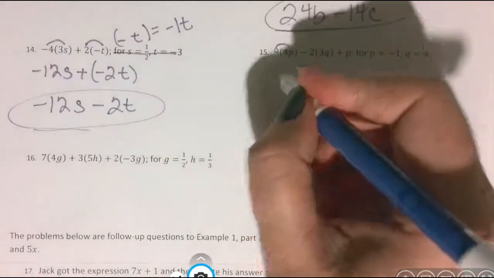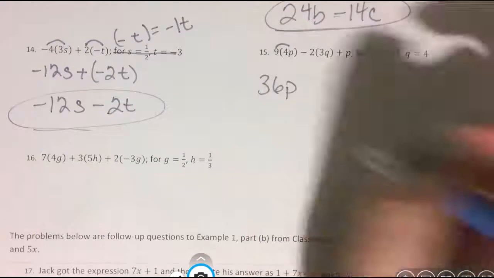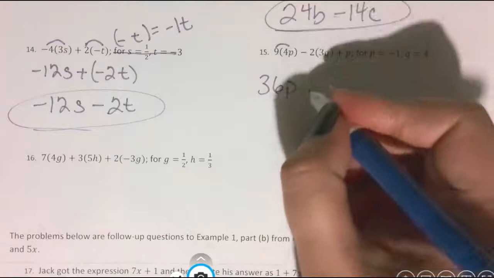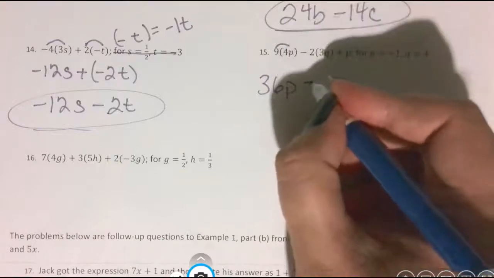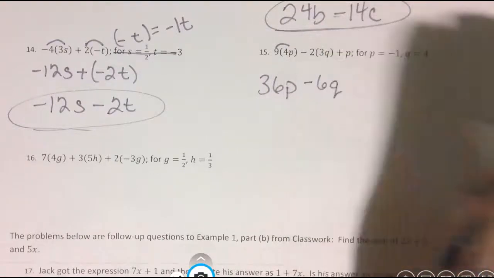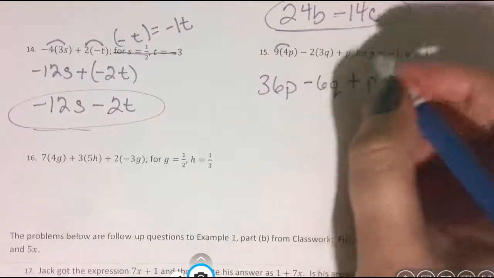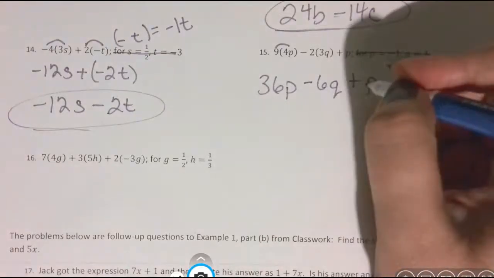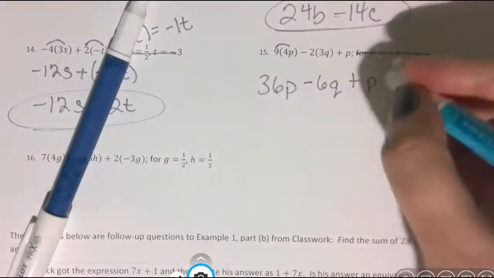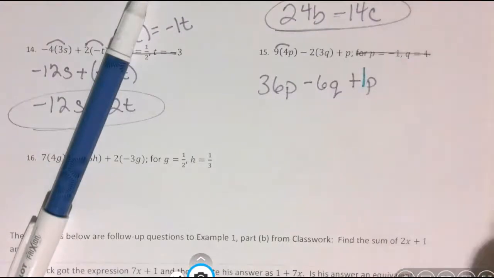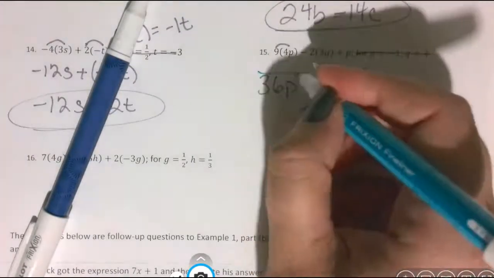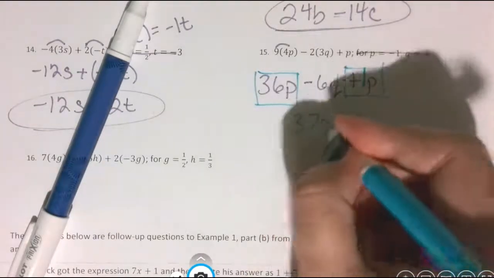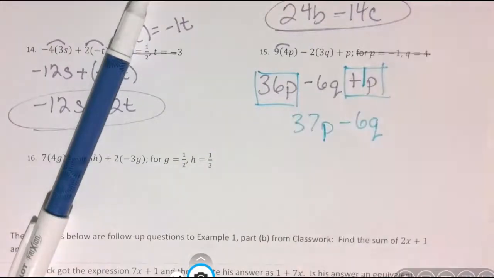Moving on. 9 groups of 4 is 36P. So that 9 groups of 4P would be 36P. Minus 6Q plus P. That plus P is kind of hidden over here, so don't overlook it. And remember that when you just have a variable, you've got one of those. That's 1P. The coefficient is 1. So I do have some like terms that I still need to combine. That would be 37P minus 6Q.